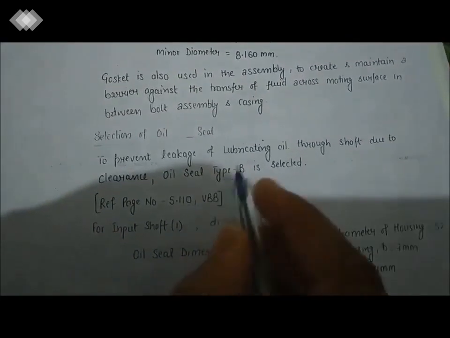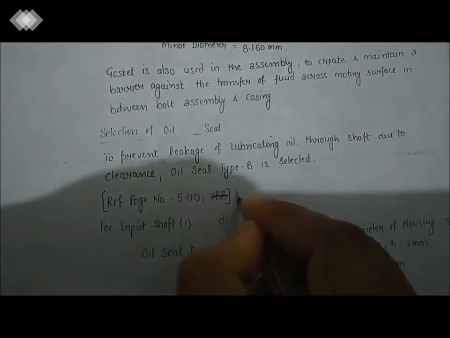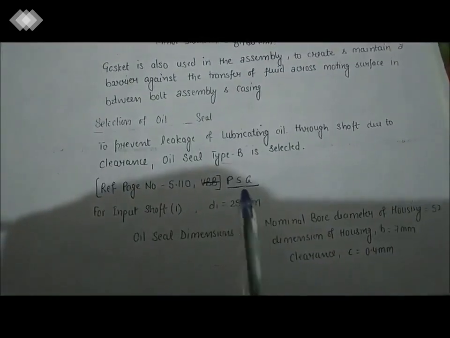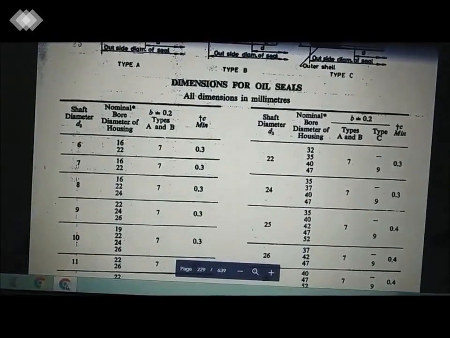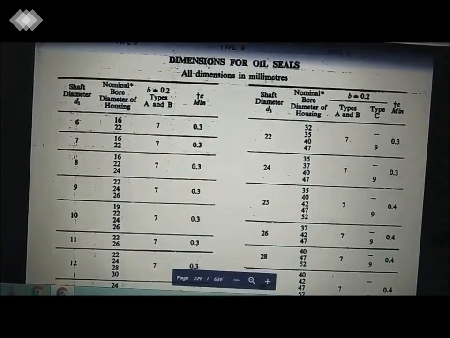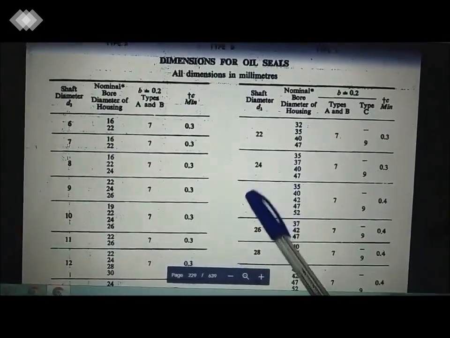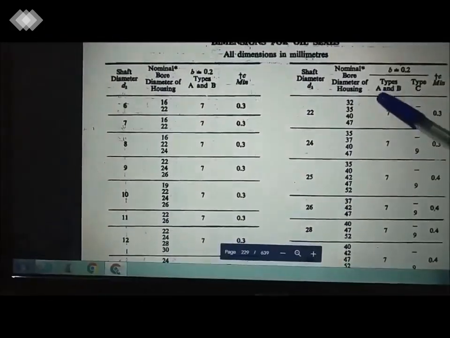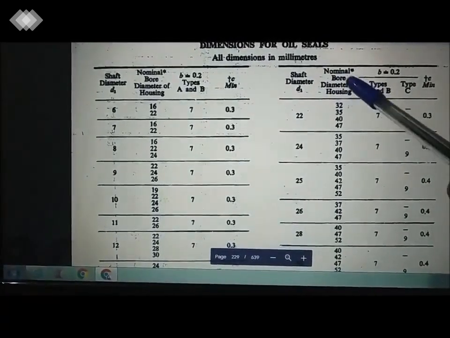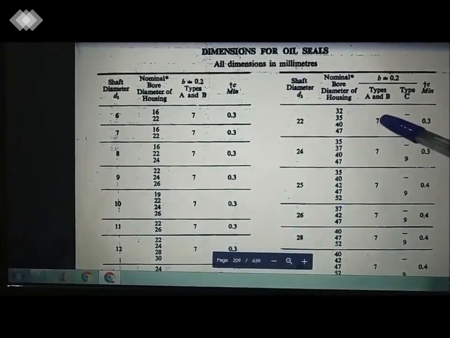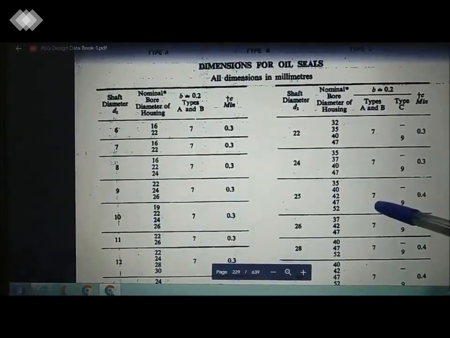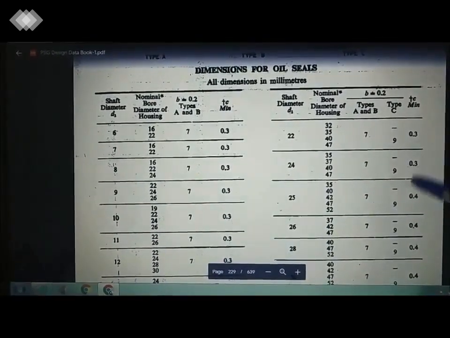It is not from V.B. Bhandari, it is from PSG. I have already uploaded this PSG design data book on Google Classroom, so refer to this page number. So here we have the picture of that table, dimension for oil seal. So let us say for shaft 1 we have the diameter 25. So for oil seal dimension, nominal bore diameter of housing we are going to take 52. Then our type is B, so width is equal to 7 and the clearance C is equal to 0.4.